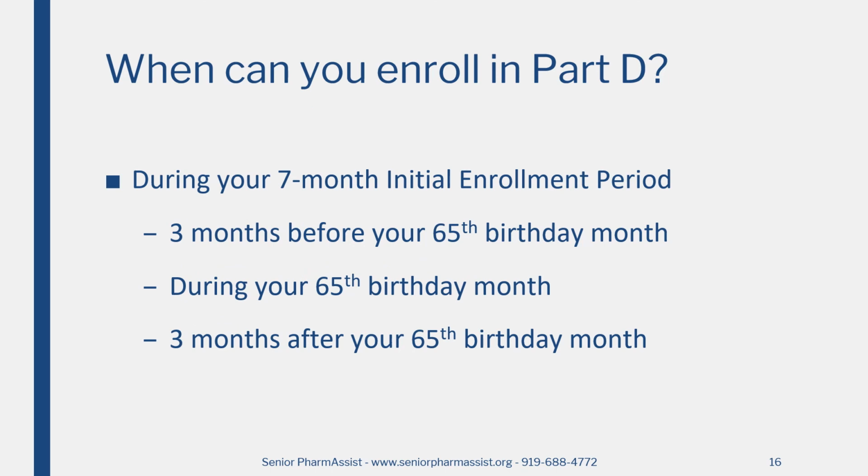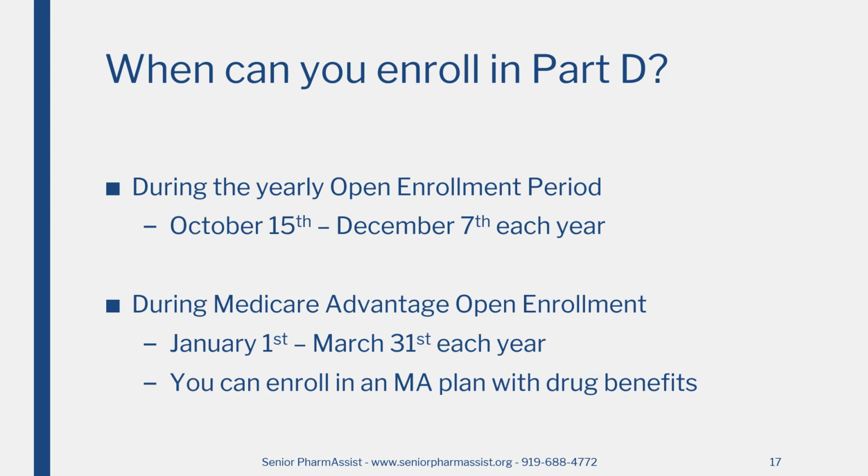You can enroll in a Medicare Part D plan during your 7-month initial enrollment period, which includes the 3 months before your 65th birthday month, during your 65th birthday month, or 3 months after your birthday month. You can also enroll in a Part D plan during the yearly open enrollment period, which runs from October 15th through December 7th each year. Additionally, you can enroll during the Medicare Advantage open enrollment period, which runs from January 1st through March 31st each year. During this period, you can enroll in a Medicare Advantage plan that includes drug benefits.